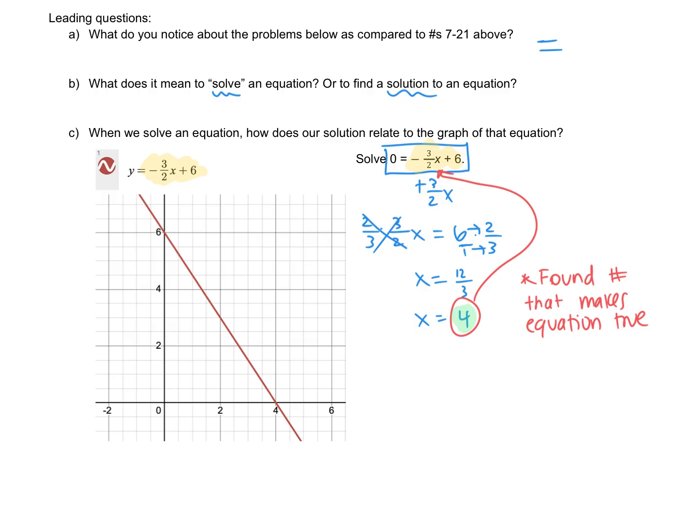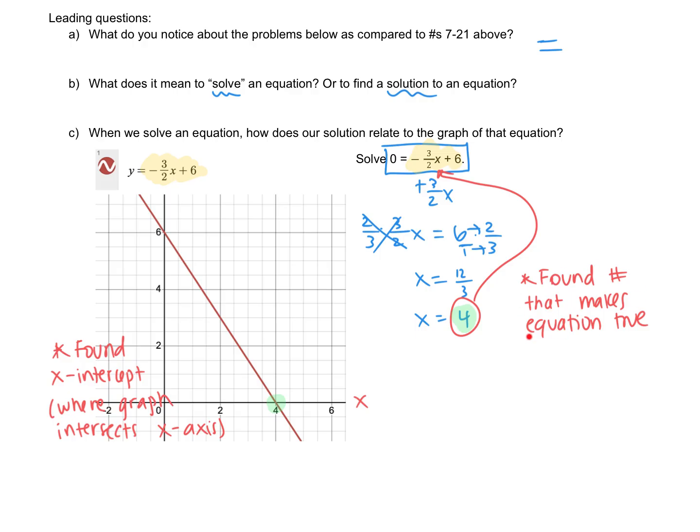Where? Do you see that that's where it intercepts right here? What axis is that, the horizontal axis? X-axis. So on a graph, what we do is we found the x-intercept. And that is where our graph intersects the x-axis.